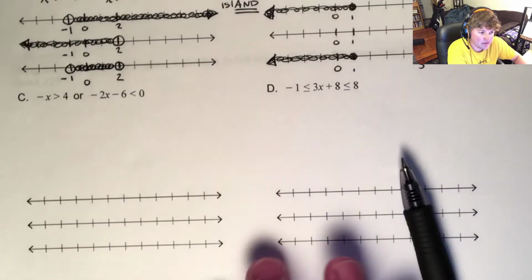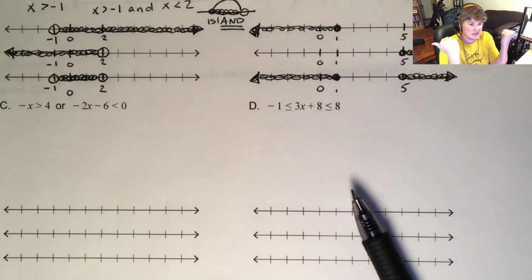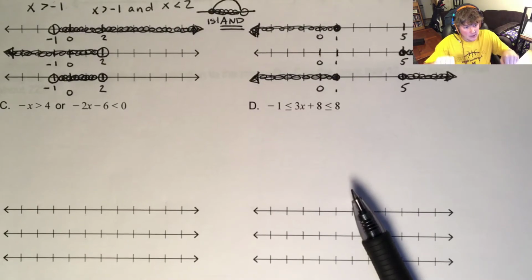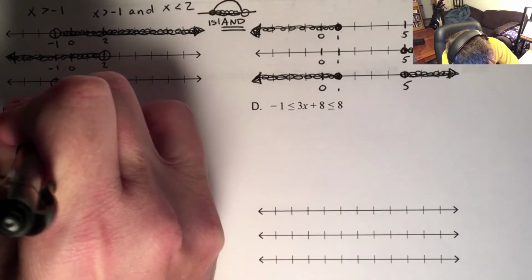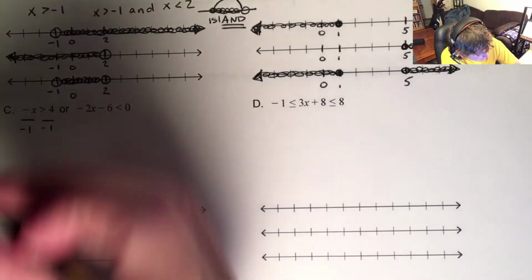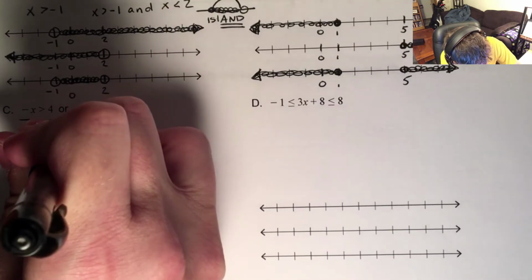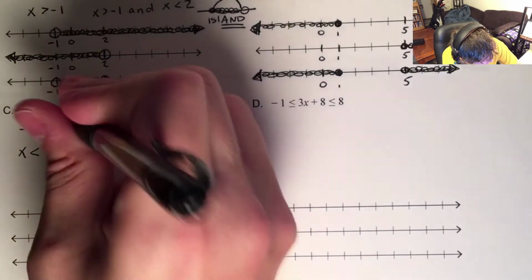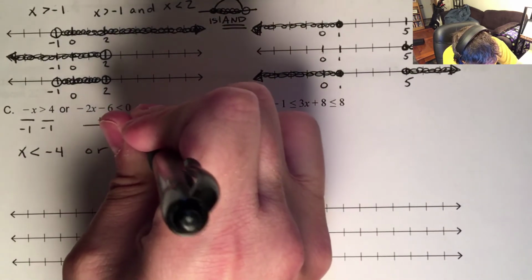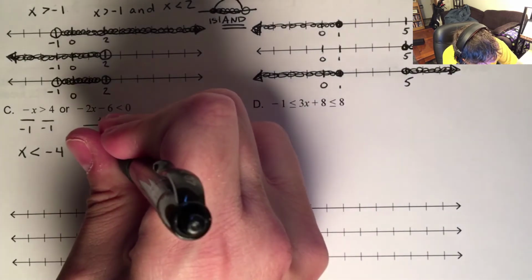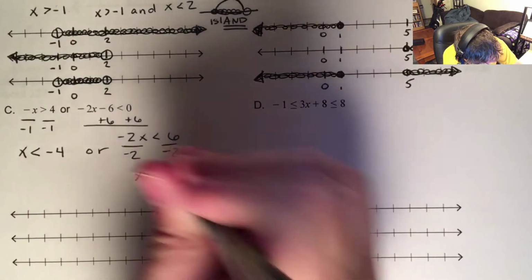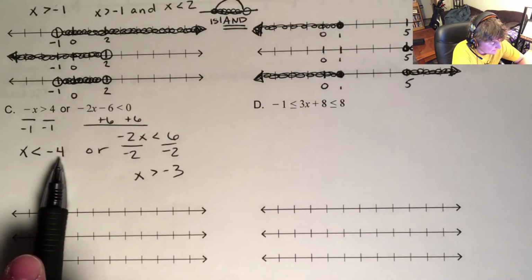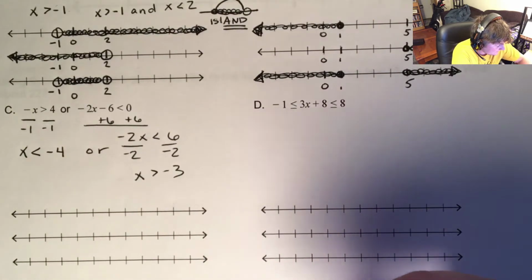So I'm expecting my graph to shoot out like the oars on a boat. Okay, so here I need to divide by -1 to get the x variable by itself, and then I'm going to have x is less than -4. Or this one I'm going to add 6 to get -2x is less than 6. And then I'm going to divide by -2, and then I have to flip my sign to get -3. So I'm looking for x to be less than -4 or greater than -3.